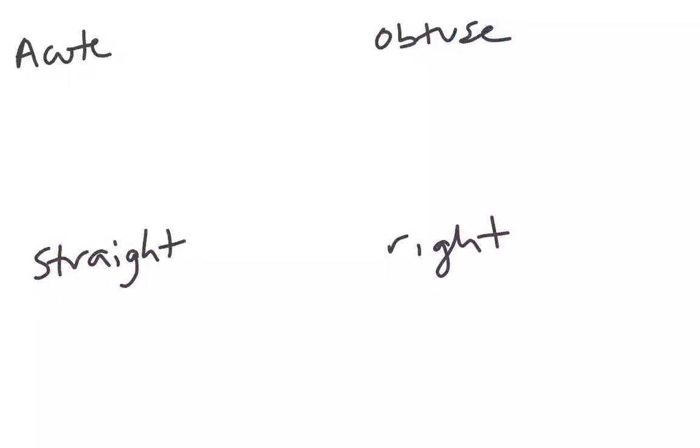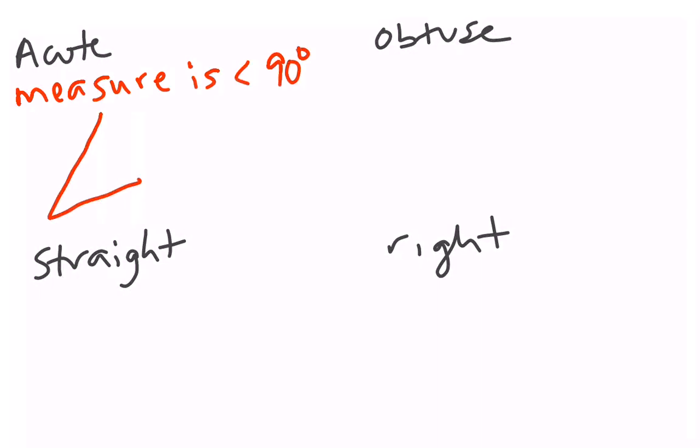So let's review this vocabulary that you probably know. An acute angle means that the measure is less than 90 degrees. So for example, if I had this angle and it was 62 degrees. Of course not drawn to scale because I never do that.